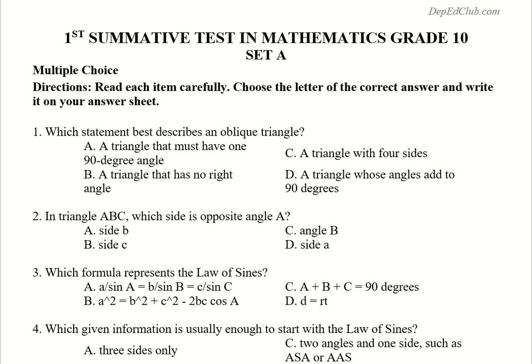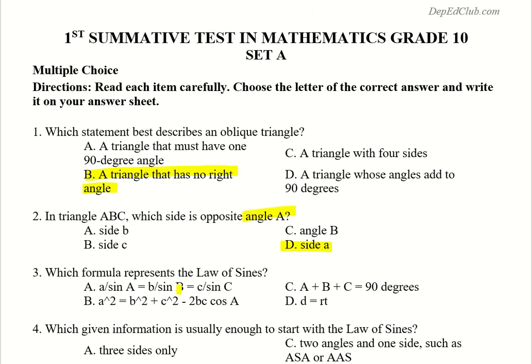Which statement best describes an oblique triangle? An oblique triangle is a triangle that has no right angle, letter B. Number 2, in triangle ABC, which side is opposite angle A? That is side A. Same letters lang po. Opposite to the angle is the same side. So if you have angle B, opposite to it will be side B.